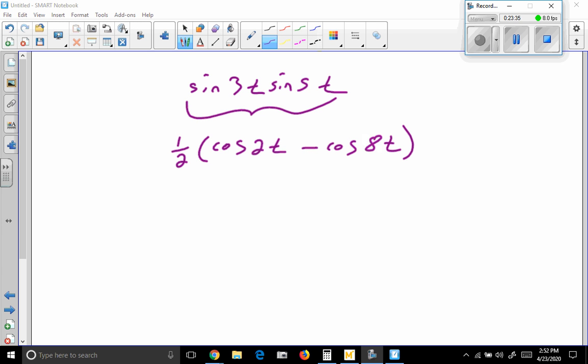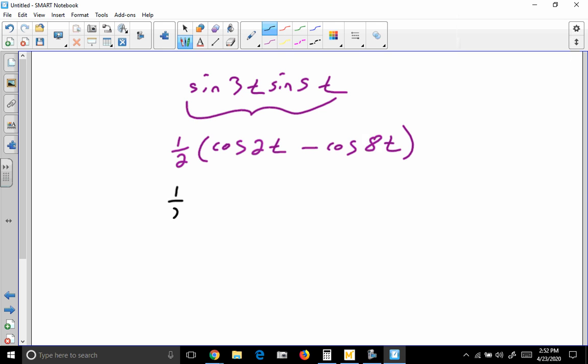So now we just need to transform each of these. So I have the 1/2 out front, and the transform of cosine 2t is s over s squared plus b squared, so 2 squared is 4. The transform of this one is s over s squared plus 8 squared, 64. And then if we want to distribute the 1/2 through, we can. Just be careful that we don't have to multiply the 2 to both of those. We could just put a 1/2 in front of this one, a 1/2 in front of that one.